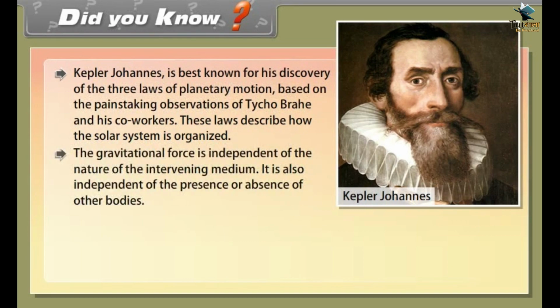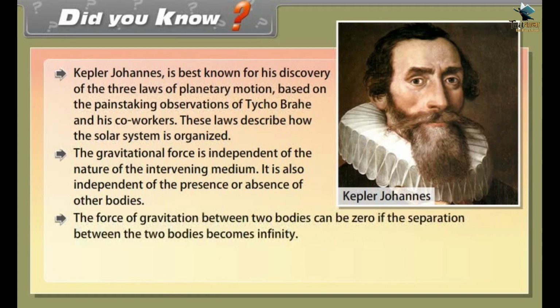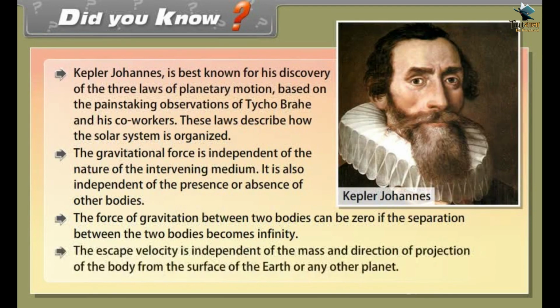The gravitational force is independent of the nature of the intervening medium. It is also independent of the presence or absence of other bodies. The force of gravitation between two bodies can be zero if the separation between the two bodies becomes infinity. The escape velocity is independent of the mass and direction of projection of the body from the surface of the Earth or any other planet.